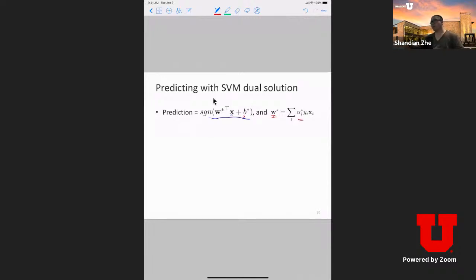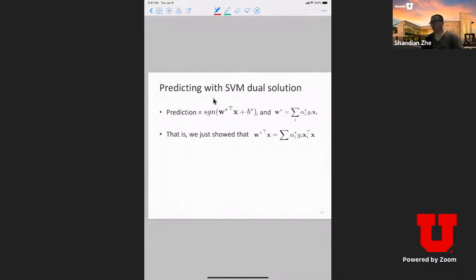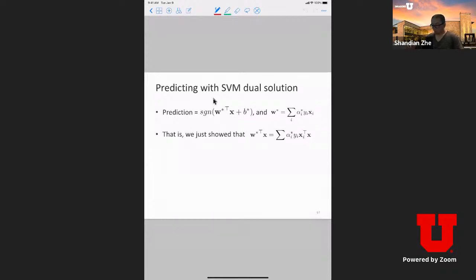Let's just assume we can write W star in this way. Now if we substitute this representation of W into the prediction function, we calculate the inner product in the prediction score, W star transpose X. We're actually going through every support vector and calculating the inner product between the support vector and the test input X. So we see this inner product again. This is the key to generalizing to nonlinear classifiers.